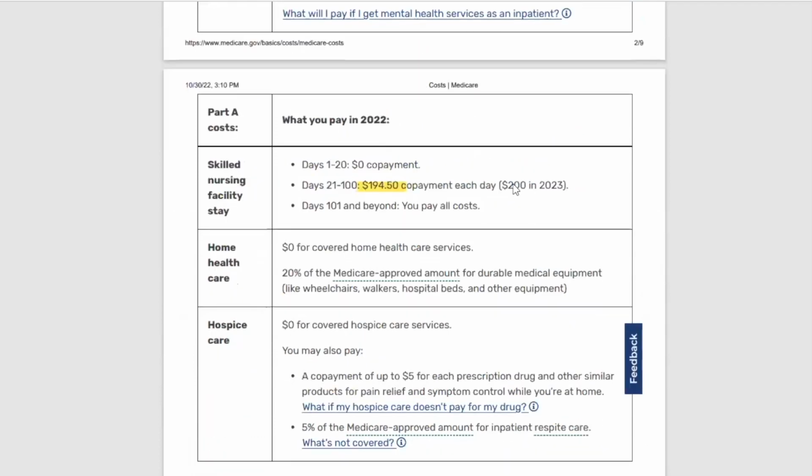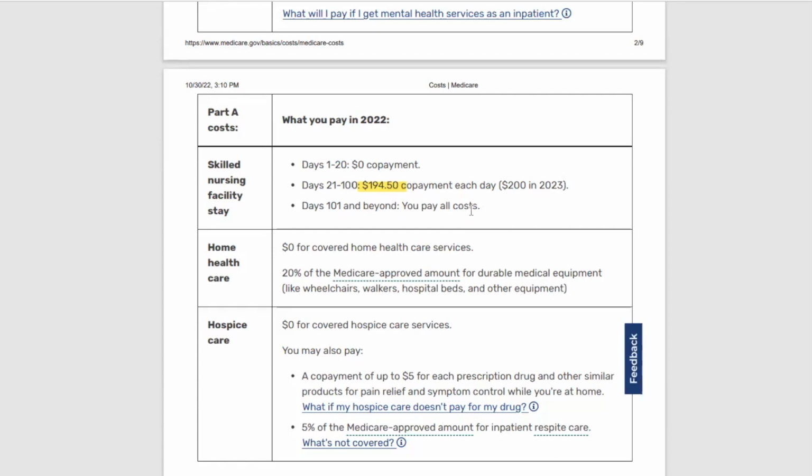Now, let's talk about if they get admitted into a nursing home after the hospital stay. Say they need rehab to help repair a fractured hip. So in the nursing home, for days 1 to 20 there is going to be a $0 copayment. For days 21 to 100, they're going to pay $194.50 each day. I'm sorry, that is 2022. In 2023, they're going to pay $200 per day for days 21 to 100, okay?